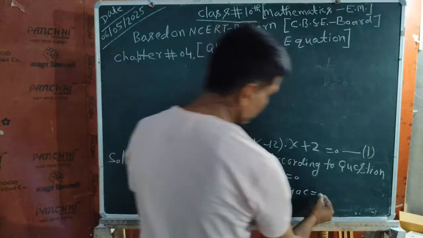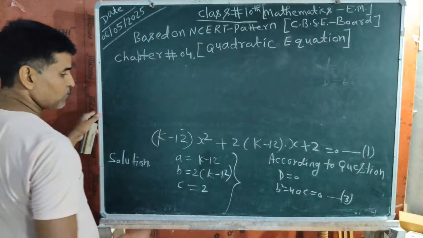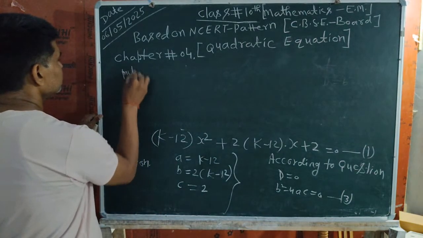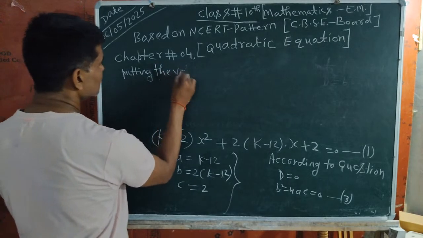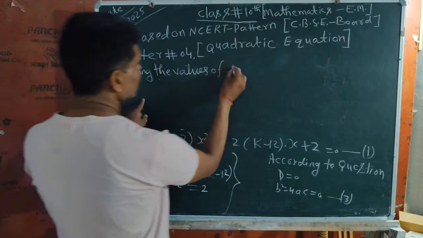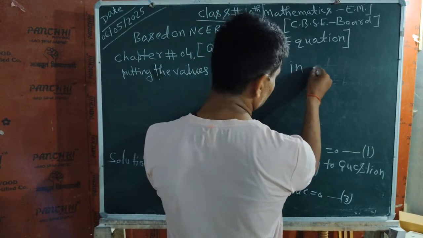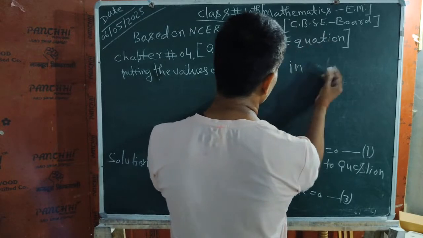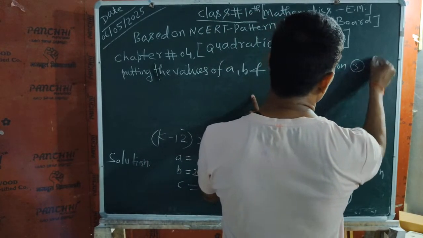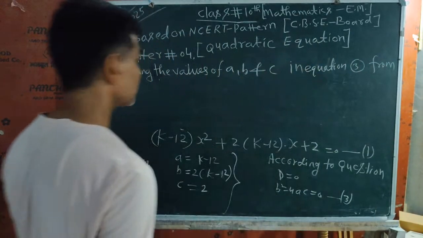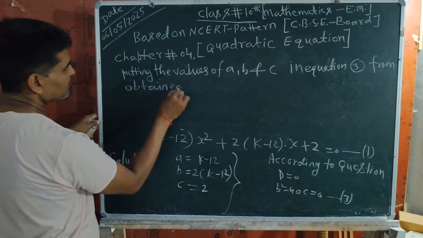So I have assumed this is equation number 3. I will write one piece of information here: putting the values of a, b and c in the equation, in equation number 3, from the given data obtained.